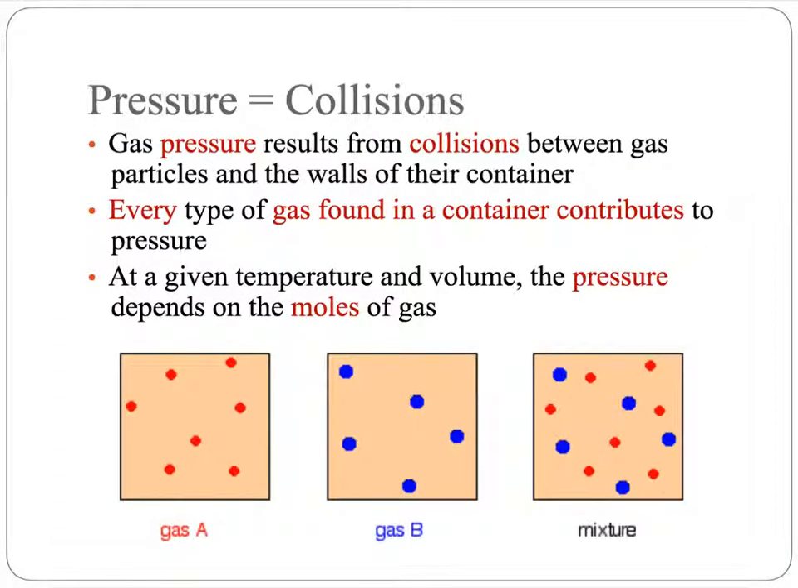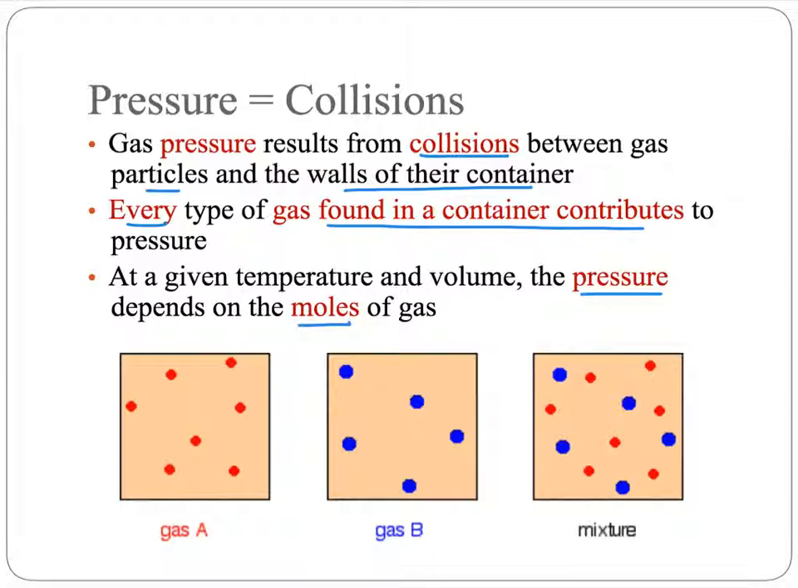Pressure is one of the basic characteristics of all gases, and gas pressure results from the collisions between gas particles and the walls of the container. When you have a mixture of gases, every type of gas found in the container contributes to the pressure. They can't be present in the container without adding to the pressure. And so you see a direct relationship between pressure and moles of a gas. Avogadro's law applies to mixtures as well as pure gas substances.